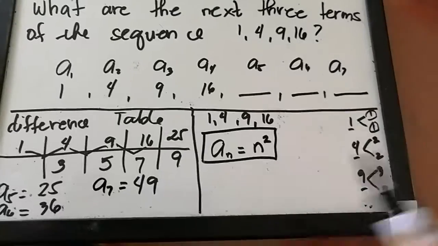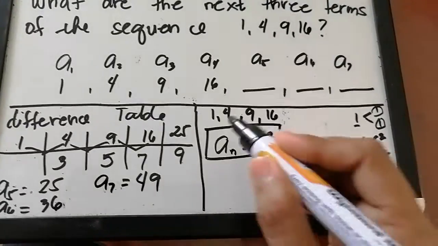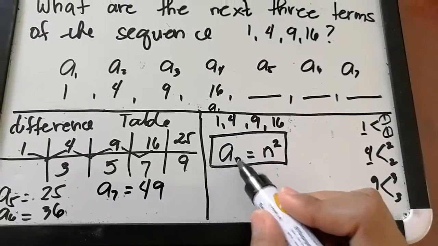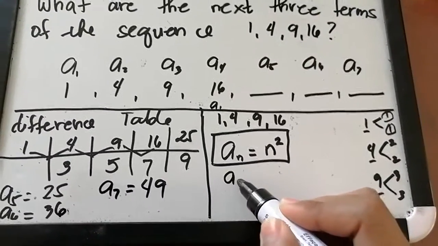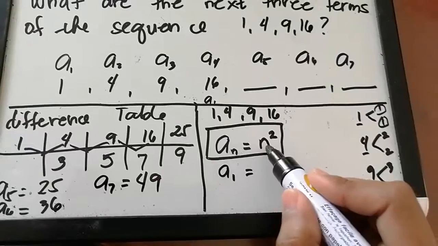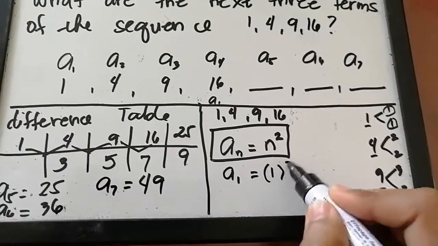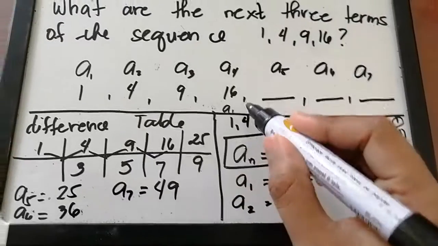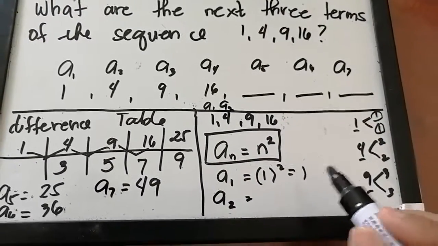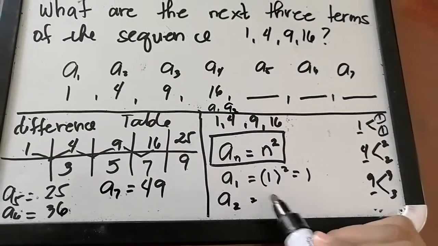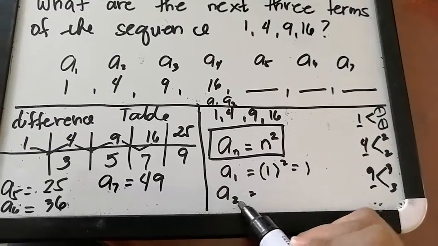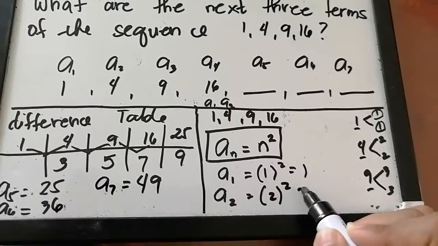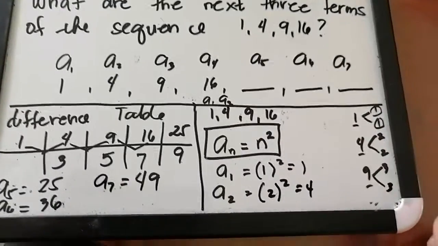Now let us check if that is correct. Let's take, for example, a sub 1. A sub 1 is 1. So instead of writing n, we write 1. So n is 1, 1 squared, and the product is 1. How about a sub 2, or the second term, which is 4? Instead of 1, we are using 2. So 2 squared leads us to 4, which is the next term in the pattern.